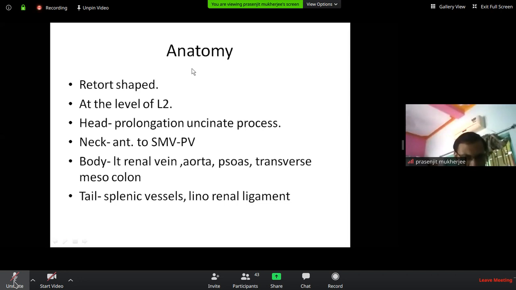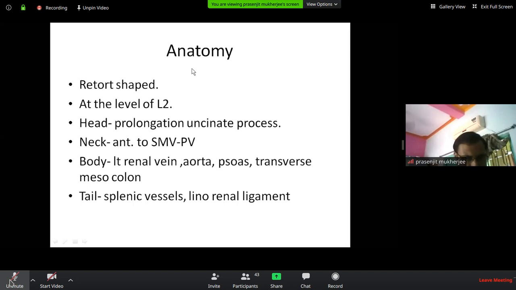You know the portal vein is formed by the superior mesenteric vein and, anybody, how is the portal vein formed? Splenic vein. Very good. Splenic vein and superior mesenteric vein. But remember, the portal vein is always in the same line as the superior mesenteric vein. At an angle, the splenic vein joins with the superior mesenteric vein to form the portal vein.